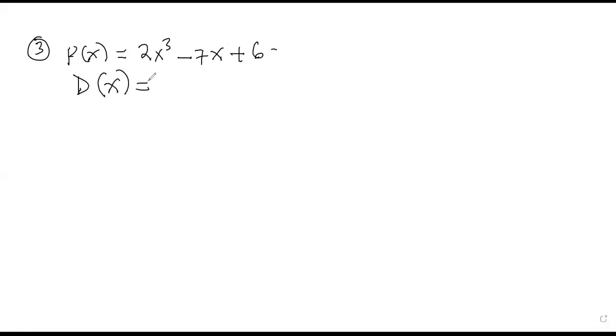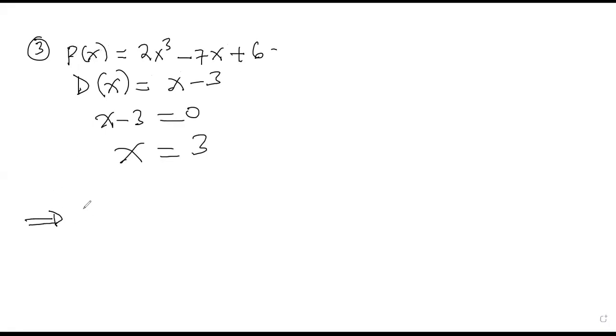Example 3. We are given a polynomial of x. That function which they give is what we call a polynomial. It is 2x cubed minus 7x plus 6. That's our polynomial. But we are given the divisor. The divisor, the moment they say divided by, that is a divisor. The divisor is x minus 3. Equate the divisor to 0. When you equate the divisor to 0, x minus 3 will be equal to 0. It would imply that x is equal to 3. Then now you look for p of 3.